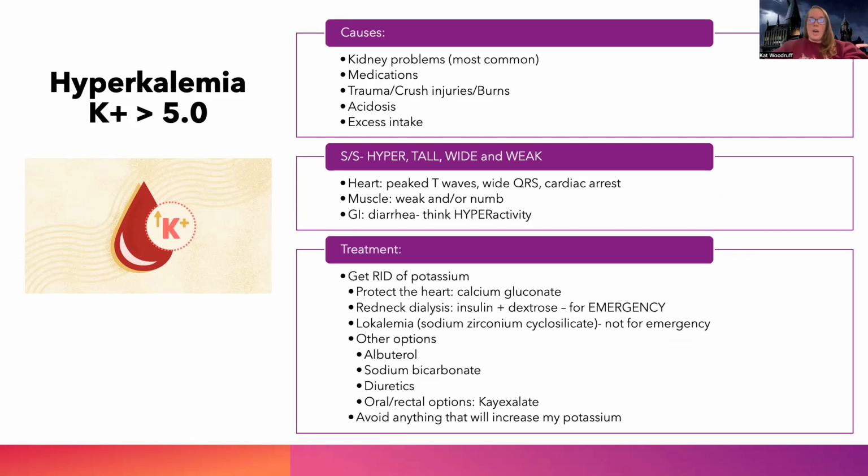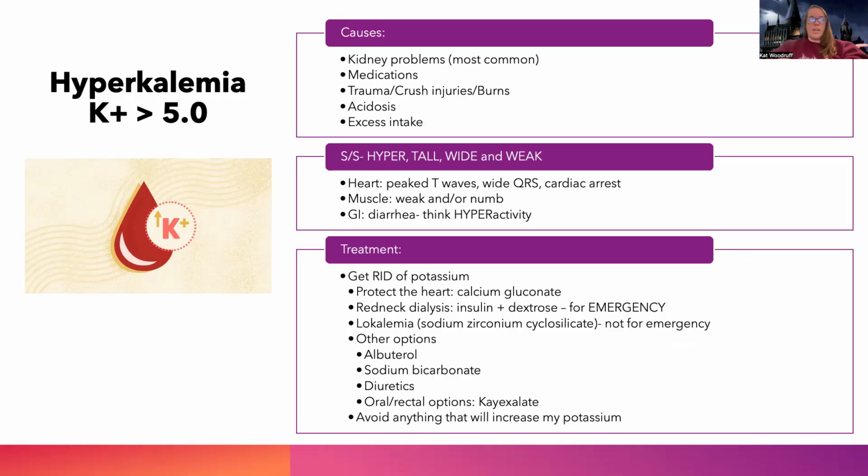Then it depends on how high it is. If their potassium is not that high, like I said, just a little bit high, maybe 5.2, 5.3, and they're not showing any signs of instability, we might start with something more gentle. Now, you probably won't have this in your textbooks because it's something newer that we're doing, but we might try something like Lokelma, which is a potassium binder. It goes through the GI tract.